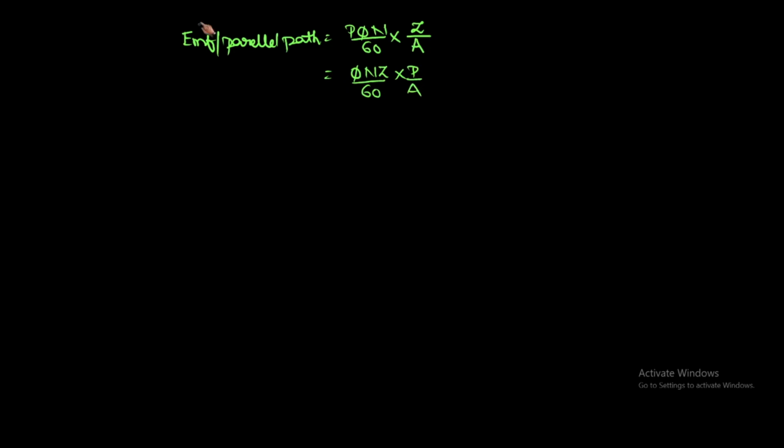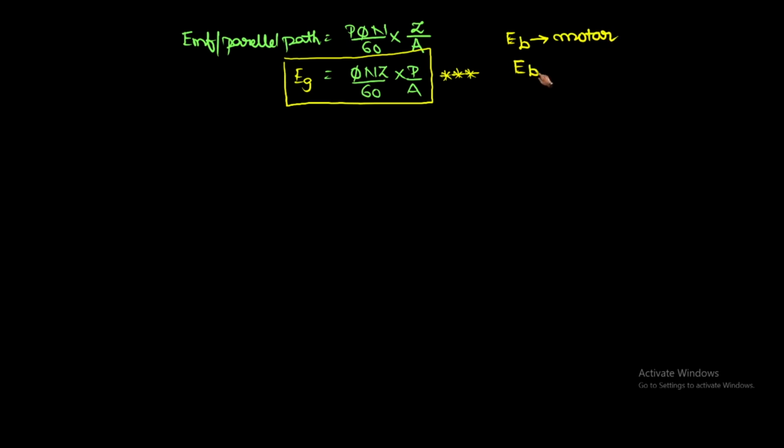Why are we modifying this? First see here. This is the EMF equation of DC generator, a very important equation, very useful for problem solving, and very important for the external exams, where you will get problems based on it. This EMF generated is equal to the back EMF in the case of a motor. The back EMF can also be written as phi N Z by 60 into P by A, because construction-wise there is no difference between the motor and generator.